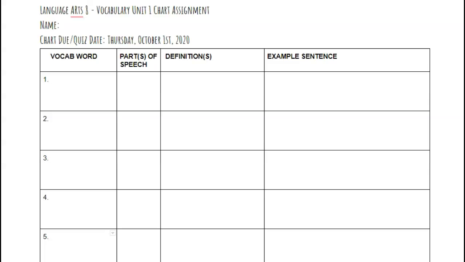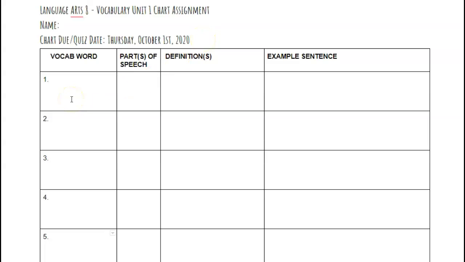So here's what the chart looks like. You're going to have a unit number at the top. I usually have that filled in for you. Your job is to put your name first and last in the name blank, and I usually have the quiz date filled in for you. So our Unit 1 quiz is going to be Thursday, October 1st, 2020.